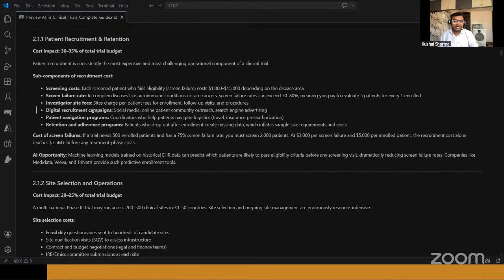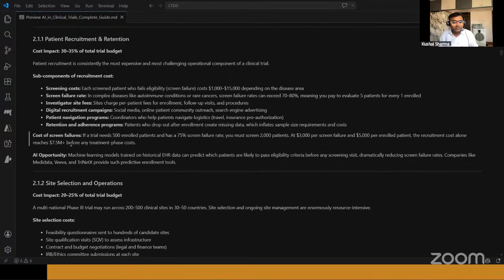Now, investigator site fees. Sites charge per-patient fees for enrollment, follow-up visits and procedures. Digital recruitment campaigns: social media, online patient community outreach, search engine advertising. Then patient navigation programs: coordinators who help patients navigate logistics like travel and insurance pre-authorization. Retention and adherence programs: patients who drop out after enrollment create missing data, which inflates the sample size requirements and the cost as well.